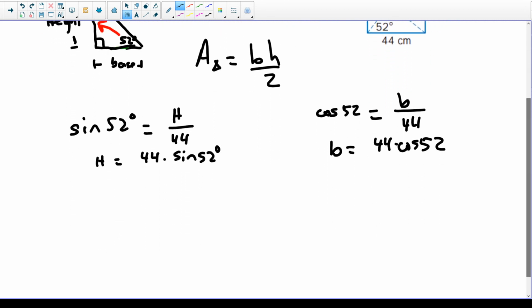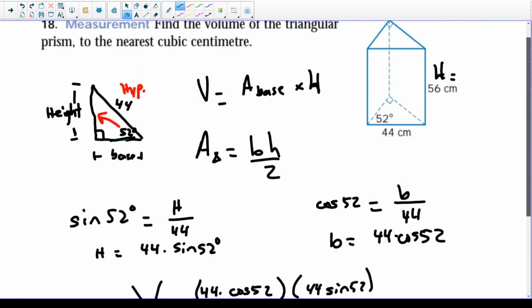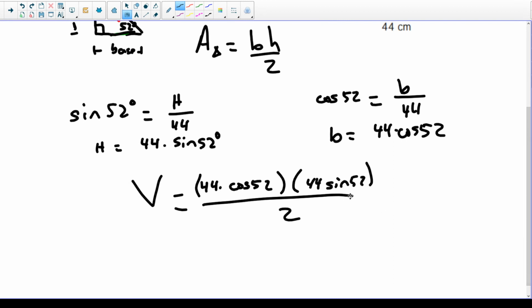So I'm going to sub in for the area of the, actually I think I'll sub in for the complete volume here because I'm ready to go. Base times height over 2 would be 44 cos 52 times 44 sine 52, all divided by 2 times capital H, which would be 56.